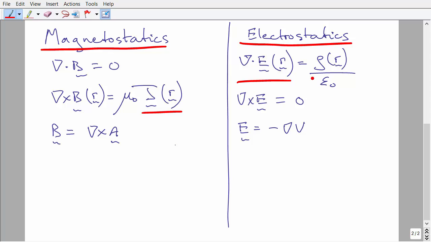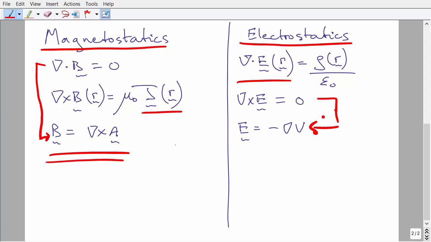The divergence of B is 0, and it is always 0. As a consequence of the divergence of B being 0, we can always write B as the curl of another vector field, and that vector field A we call the vector potential. In electrostatics, as a consequence of the curl of the electric field being 0, we can always write the electric field as minus the gradient of a scalar potential. Let's call it the scalar potential in electrostatics.